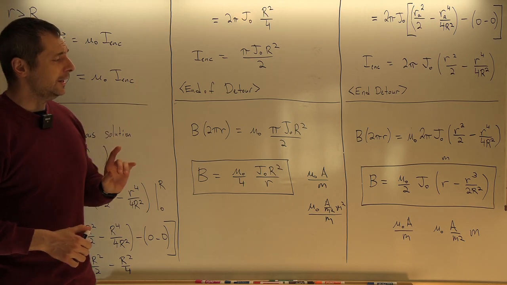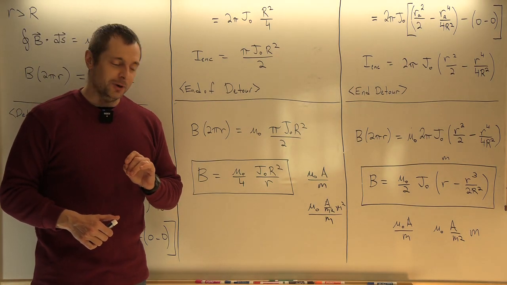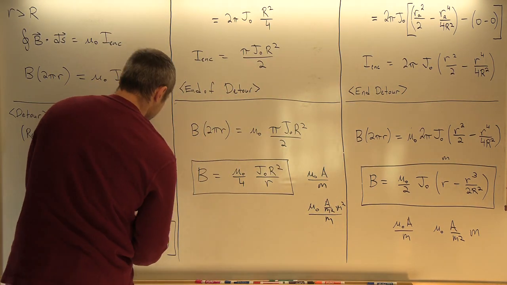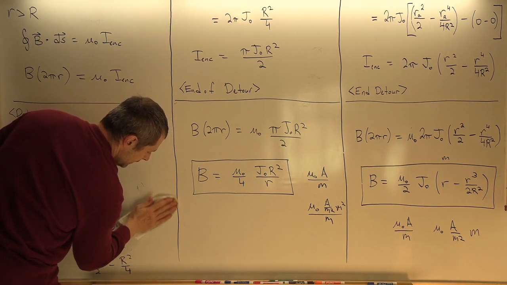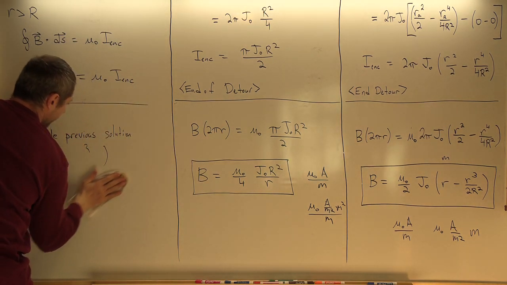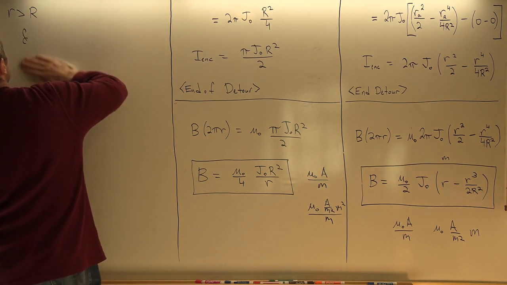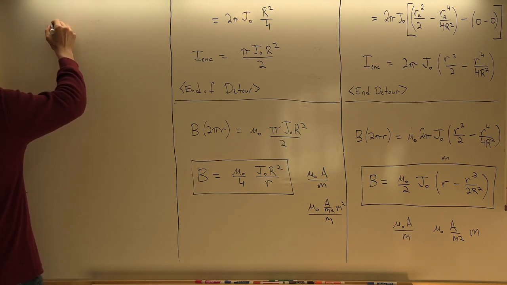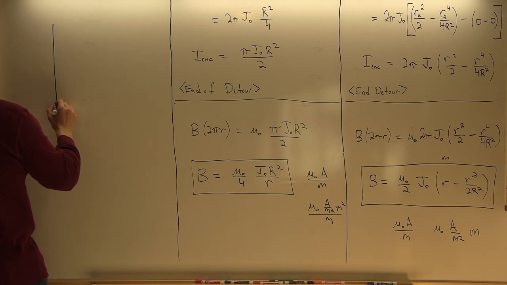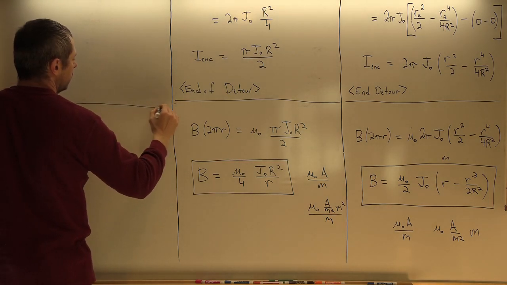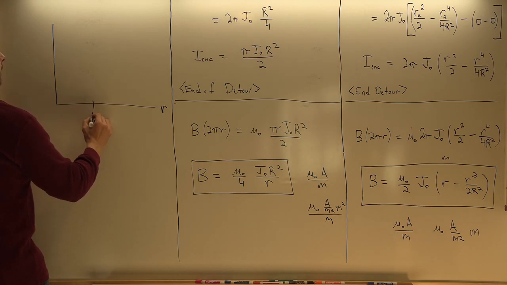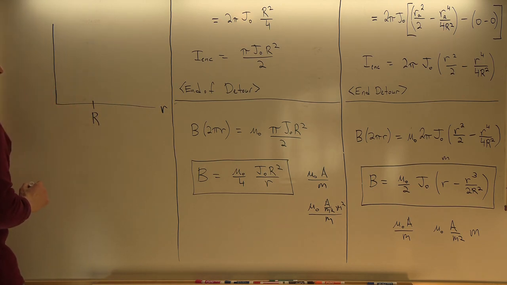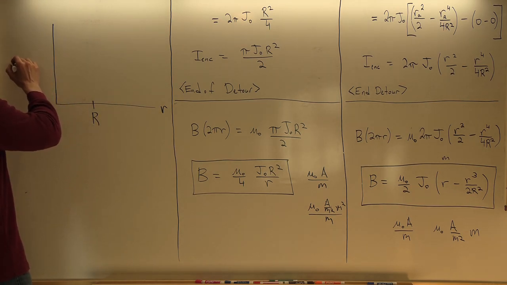All right, well, there's one last thing that I want to do to finish off this nice, wonderful example, and that's to create a graph. Always nice to see the patterns shown in graphical form. So let's make some axes. This is our radius r. Here is the edge of the conductor. Here we're inside the conductor. Here we're outside the conductor. And this is going to be our B.